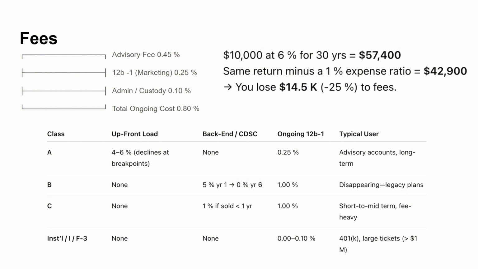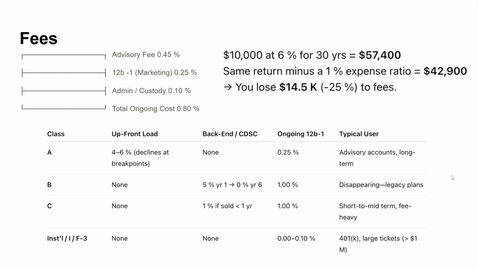A 1% fee seems harmless, but the callout math shows you forfeit roughly 25% of your ending wealth over a 30-year horizon at a normal market return. I'm going to show you this right here. Multiply that across retirement assets, and you're talking about delaying retirement by years.